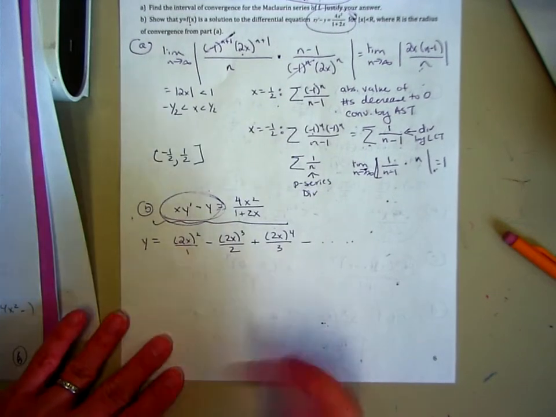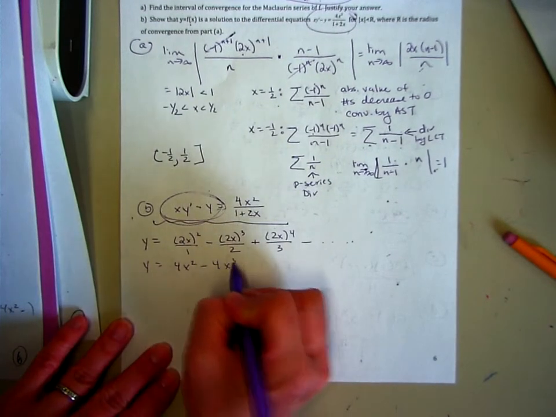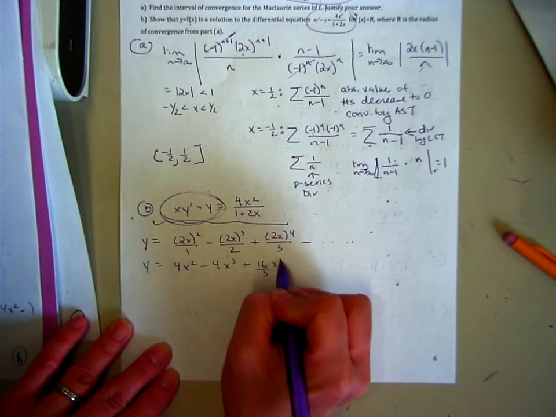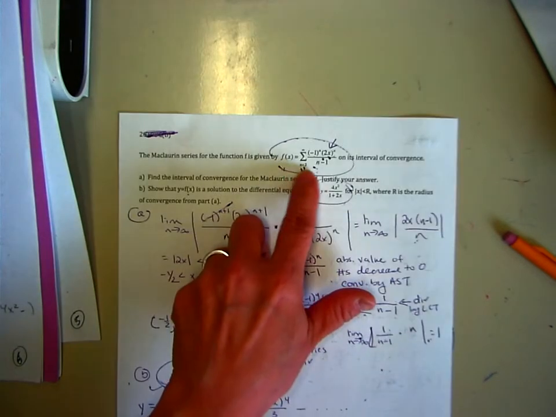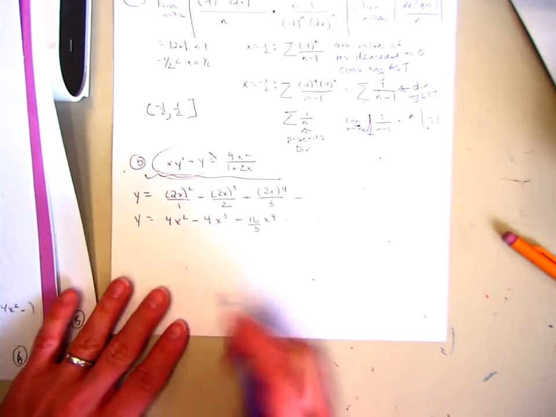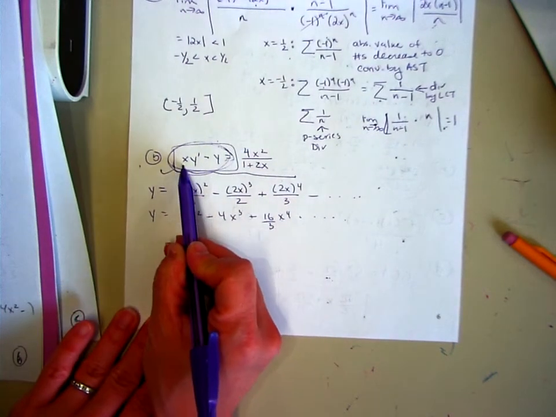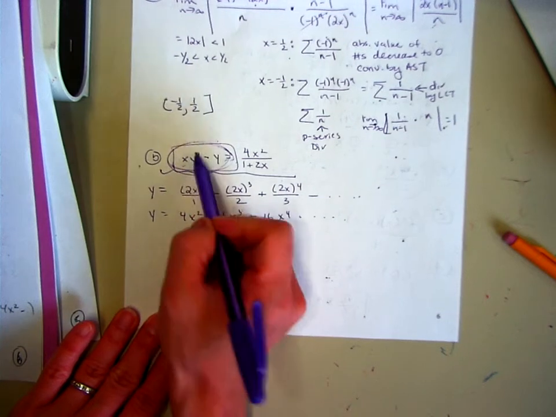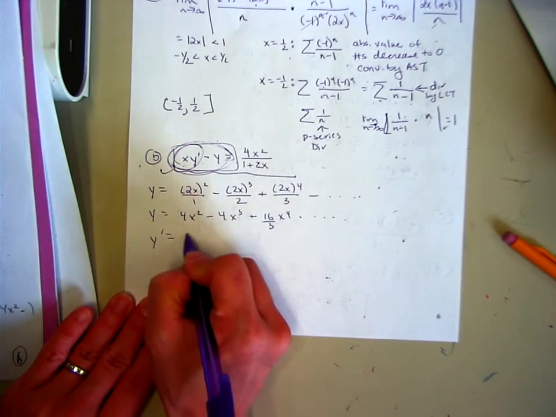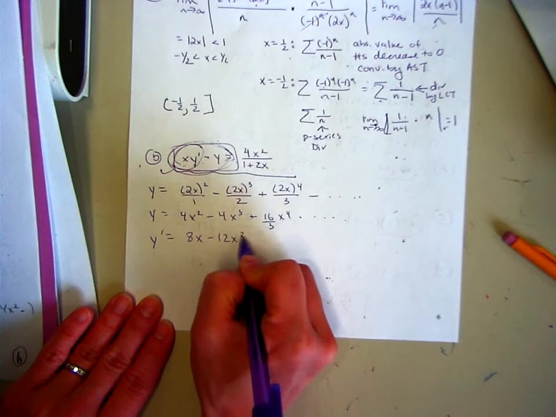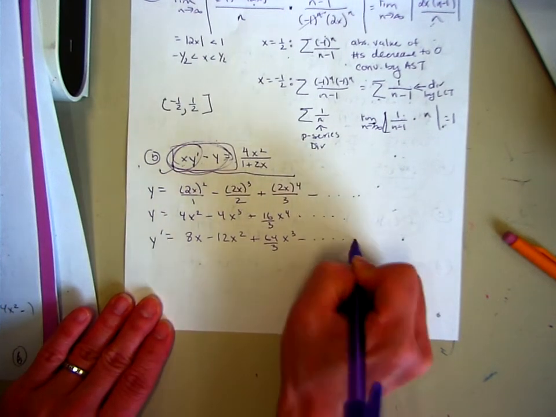Okay, I'm going to multiply this out. So this is really 4x squared minus 4x cubed plus 16/3 x to the 4th, ... Okay, so this is y. This is the first couple of terms of this infinite series. What I'm trying to do is figure out what this is. So this is xy prime minus y. I need to come up with y prime because I need it here. So y prime is going to be 8x minus 12x squared plus 64 over 3 x cubed minus dot, dot, dot. There's more terms, obviously.